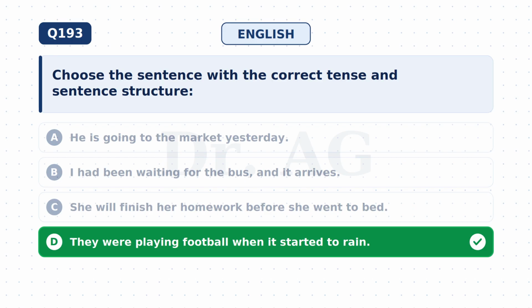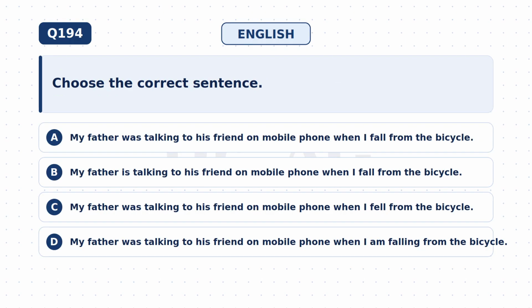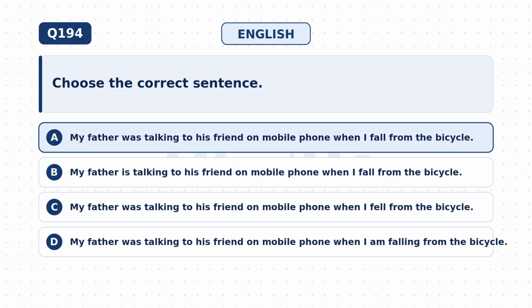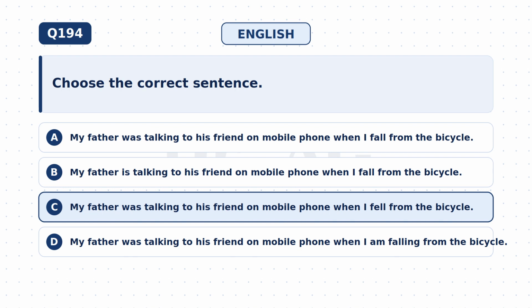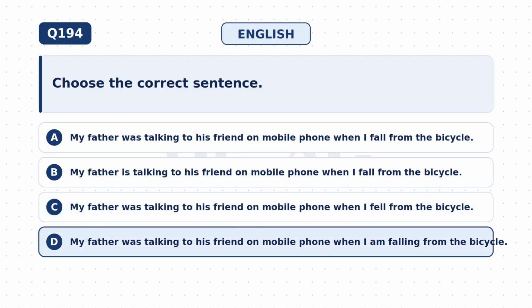The correct answer is D. They were playing football when it started to rain. Question 194. Choose the correct sentence. Option A. My father was talking to his friend on mobile phone when I fall from the bicycle. Option B. My father is talking to his friend on mobile phone when I fall from the bicycle. Option C. My father was talking to his friend on mobile phone when I fell from the bicycle. Option D. My father was talking to his friend on mobile phone when I am falling from the bicycle.